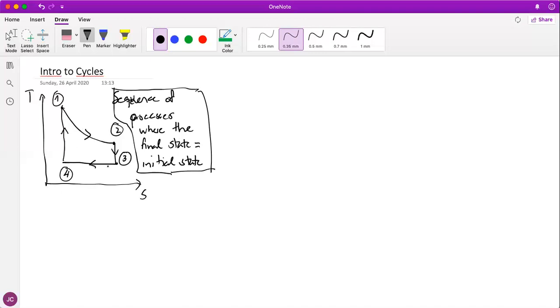It doesn't really matter which axes are in the diagrams. The thing is that whenever you have a set of processes that goes over and over and over again, well, you are in the presence of a cycle. So this is just what a cycle is. And in thermodynamics, we use them a lot. Why? Because they are useful.